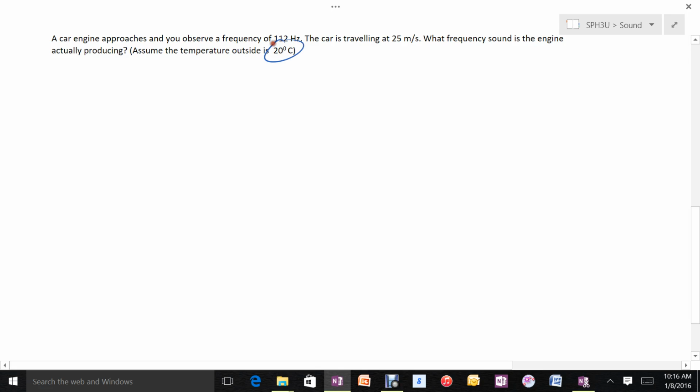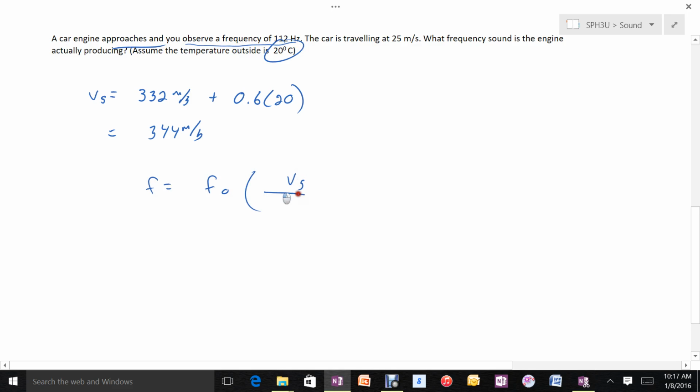So again, step one, I'm going to use that temperature to come up with the speed of sound in air in this example. So that's 344 meters per second. Now with that in hand, this is the observed frequency. So when I use my formula, and it's approaching you, that means it's the towards formula.